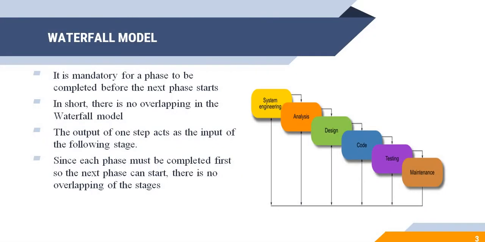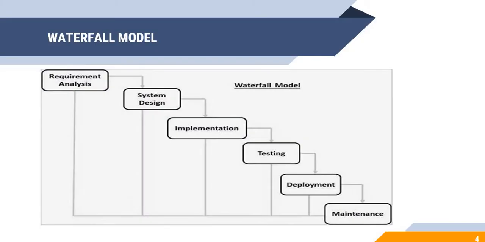It is mandatory for a phase to be completed before the next phase starts. In short, there is no overlapping in the waterfall model. The output of one step acts as the input of the following stage. Since each phase must be completed first so the next phase can start, there is no overlapping of the stages. For example, system engineering's output is the input of analysis, and so on.